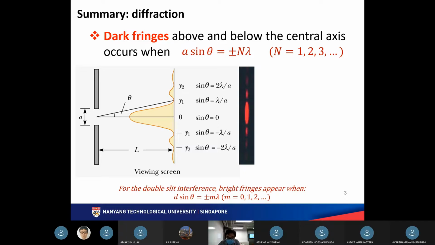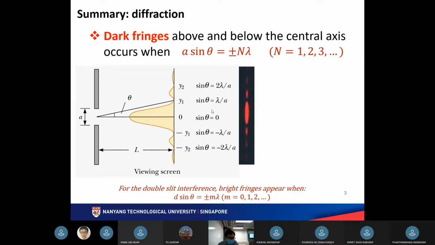Dark fringe is d times sine theta equal to a half integer, m plus half, times lambda. So it's no longer an integer times lambda for interference; it's a half integer times lambda. But for single slit diffraction, a times sine theta equals an integer times lambda. Now, this gives us the position of the dark fringe.